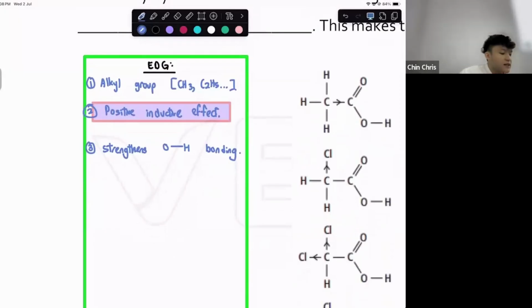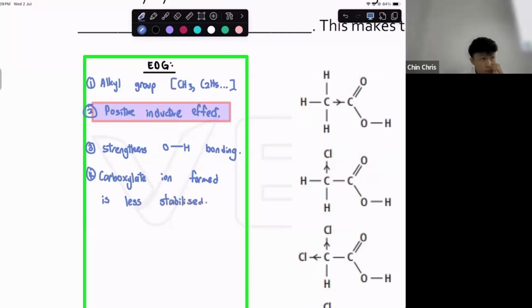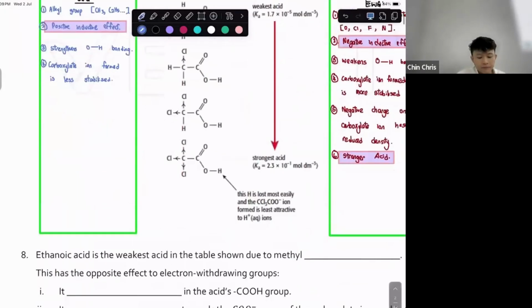Okay, so guys, which means the carboxylate ion form is more or less stabilized? Less stabilized. A second, I'll explain to you why it is less stabilized. Someone asked me, why is it less stabilized? Alright, guys, let's look at the board.